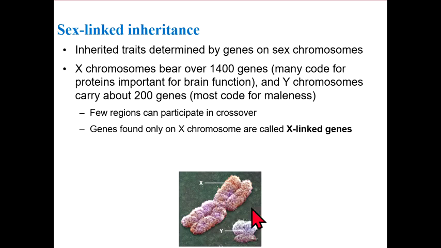And because of these differences between the X and the Y, not a whole lot of crossing over going on because very few regions can participate in crossing over because very few regions are homologous to each other. So genes that are found only on the X chromosome, which there's quite a few of them, are called X-linked genes, sometimes called sex-linked genes or just X-linked genes.